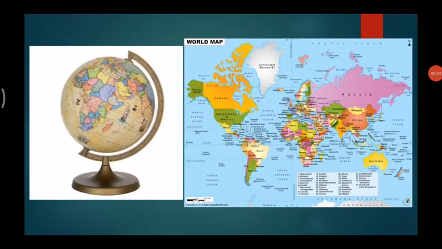So today we will begin with a chapter in geography. The name of the chapter is Comparing a Globe and a Map, Field Visits.